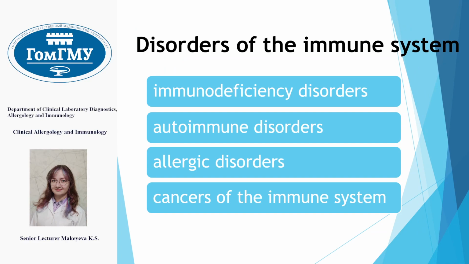When some component of the immune system does not work correctly, disorders occur. It may be either immunodeficiency, when a part of the immune system is missing or its function is reduced, autoimmune disorders, in which the body's own immune system attacks its own tissue as foreign matter, allergic disorders, in which the immune system overreacts in response to an antigen, or cancers of the immune system, lymphomas, and leukemia.